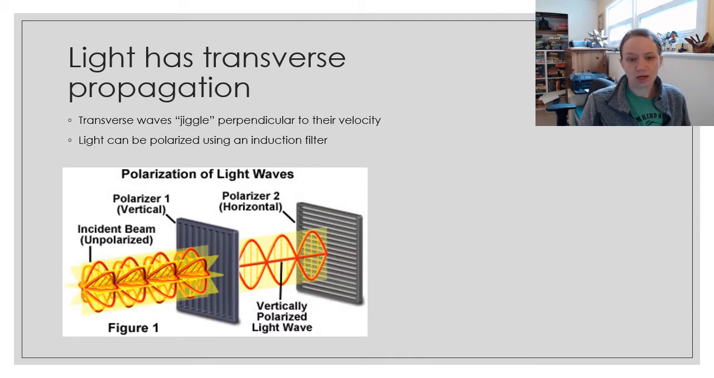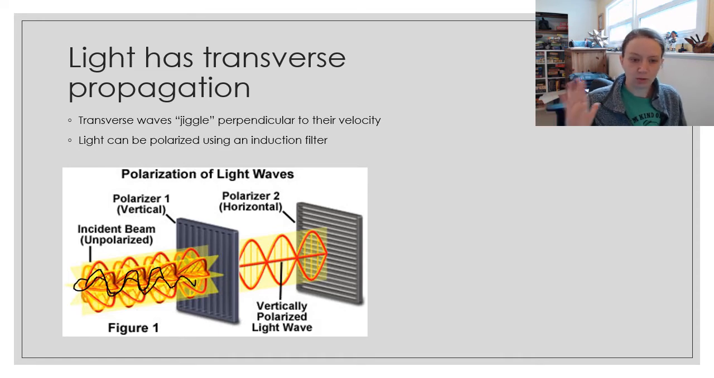An induction filter is essentially a whole bunch of little conductive lines. Imagine it like in the picture that shows it kind of like a fence. And the light that comes from a typical light source like the sun or a light bulb is what's called unpolarized, and that means the light is jiggling in all the different directions, right? We have some of those waves jiggling up and down, some going side to side, etc.